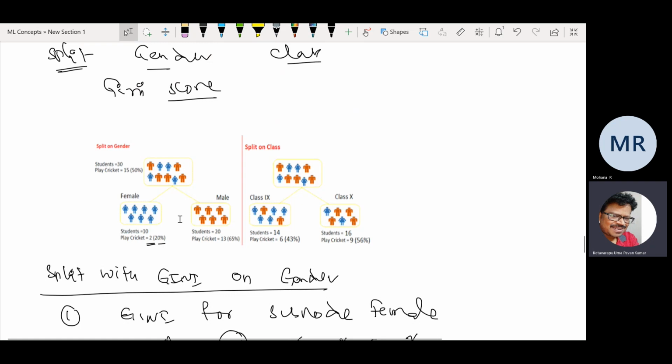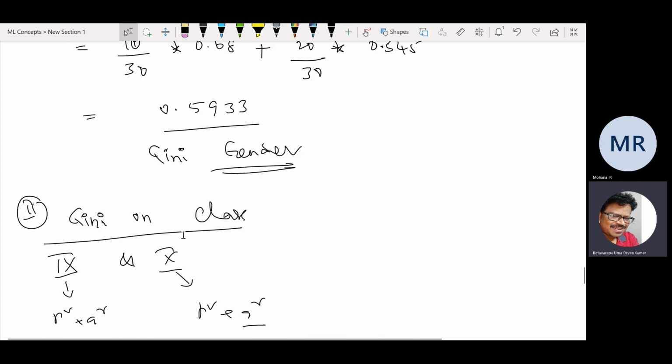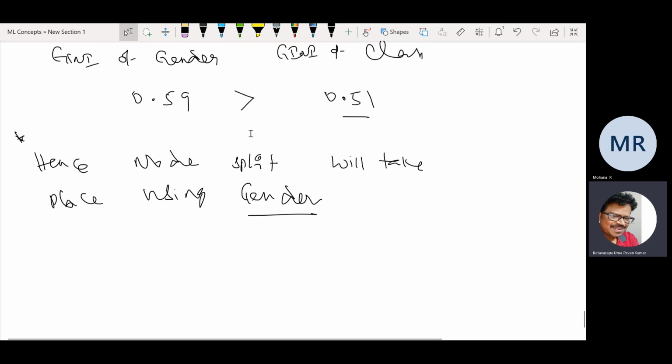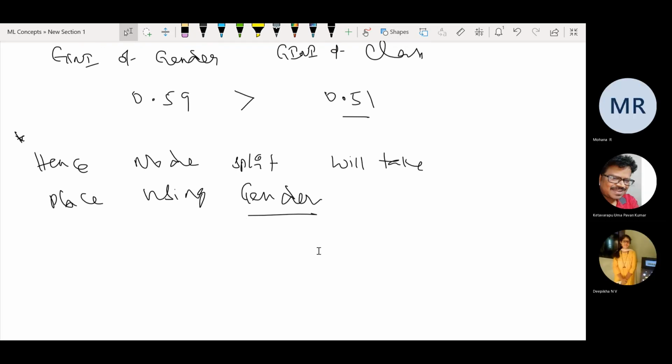So here, obviously, we end up our searching process with higher Gini on gender. So the split will be taking place on the gender only. This is how you can follow the computing of the gender. And one more thing I will give you guys: rather than going with the chi-square, I will give it as self-learning.